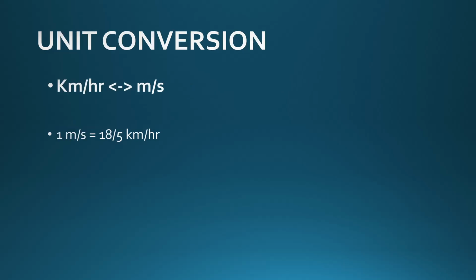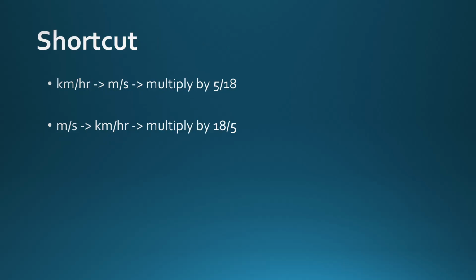Now this conversion is extremely important for SSC and railway exams. To convert kilometer per hour into meter per second, we multiply it by 18 by 5. So 1 meter per second is equal to 18 by 5 kilometer per hour. Shortcuts: to convert from kilometer per hour to meter per second, we multiply by 5 by 18. To convert from meter per second to kilometer per hour, we multiply by 18 by 5.